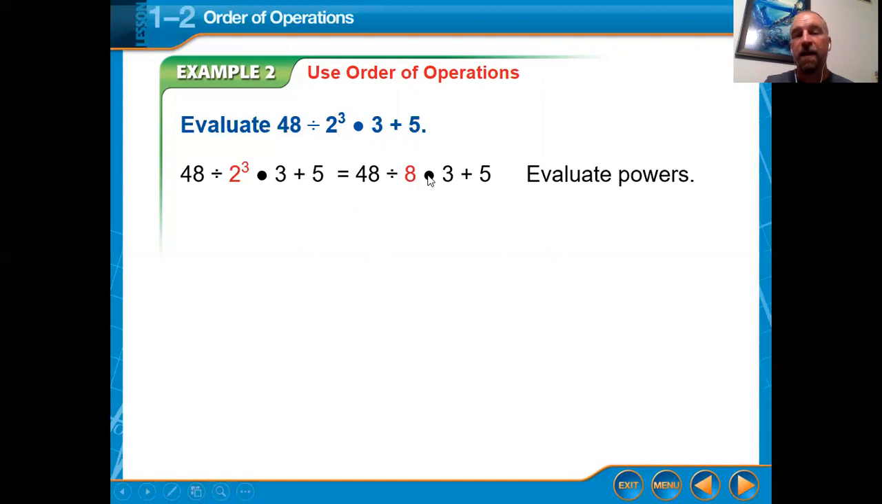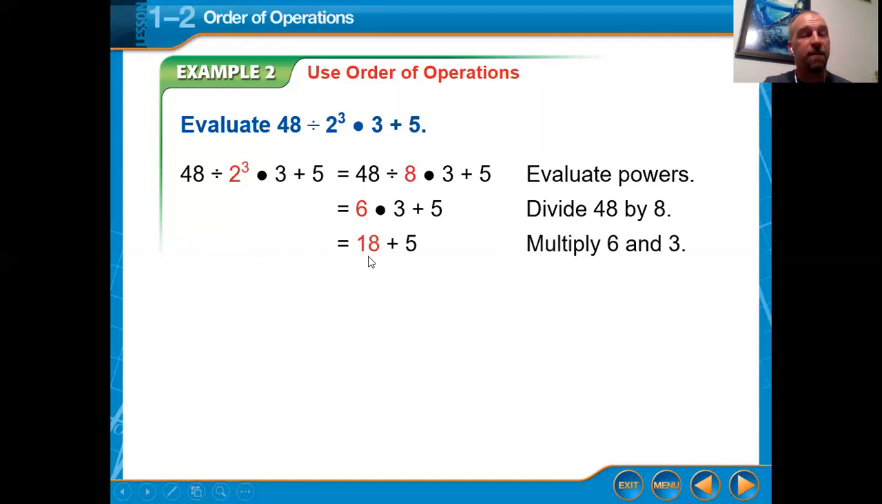Now you have 48 divided by 8 times 3 plus 5. Here's one of those situations where you have division and multiplication, but you're going to work from left to right. So you're going to divide 48 divided by 8 before you multiply 8 times 3 because of the left to right rule. So divide that, and you get 6. And now multiply 6 times 3 and get 18. And the final step is to add 18 plus 5. The last step is going to be addition and or subtraction. In this case, it's addition. And your final answer is 23. Okay?